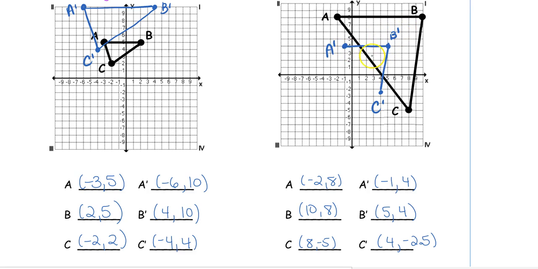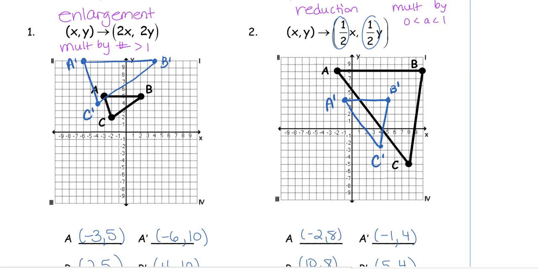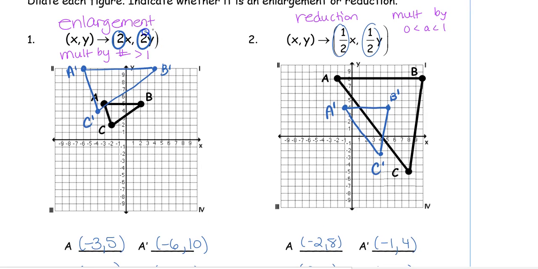And you can see after you've plotted your points that our image is smaller than the original. So if the image is larger than what we started with, it's an enlargement. If it's smaller than what we started with, it's a reduction. And the number with x is telling you what you're going to do. What do you multiply every x by? What do you multiply each of your y's by?